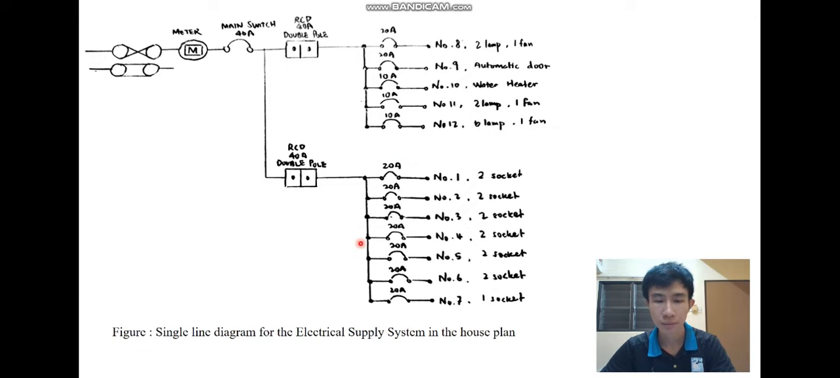In this power circuit, we have all 20 ampere with the respective number 1 to number 7 MCBs. For number 1 to number 6, we have 2 sockets, and number 7 has 1 socket.